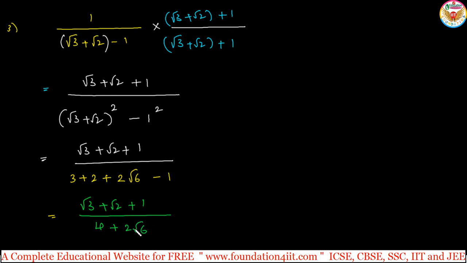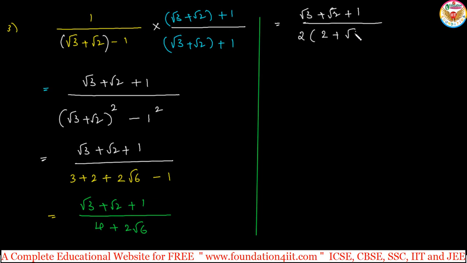Right. Now 4 plus 2 root 6, we can take 2 common. Still we need to rationalize the denominator. In the previously given question, root 3 and root 2 are there. Both are irrational numbers. After doing this first step, we got only one irrational number, root 6. Now to make the problem simple, first take the common factor. So root 3 plus root 2 plus 1 as it is. In the denominator you can take 2 common, then 2 plus root 6.